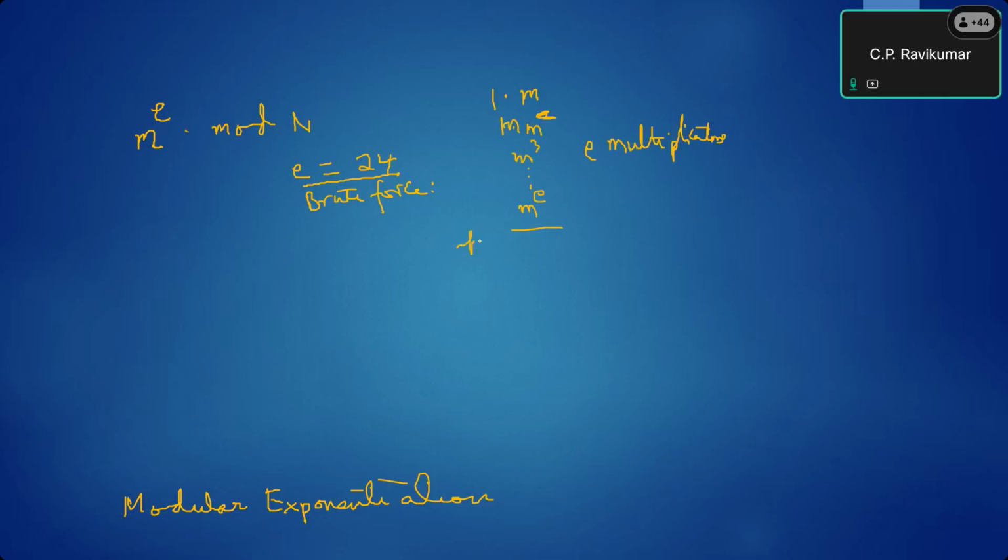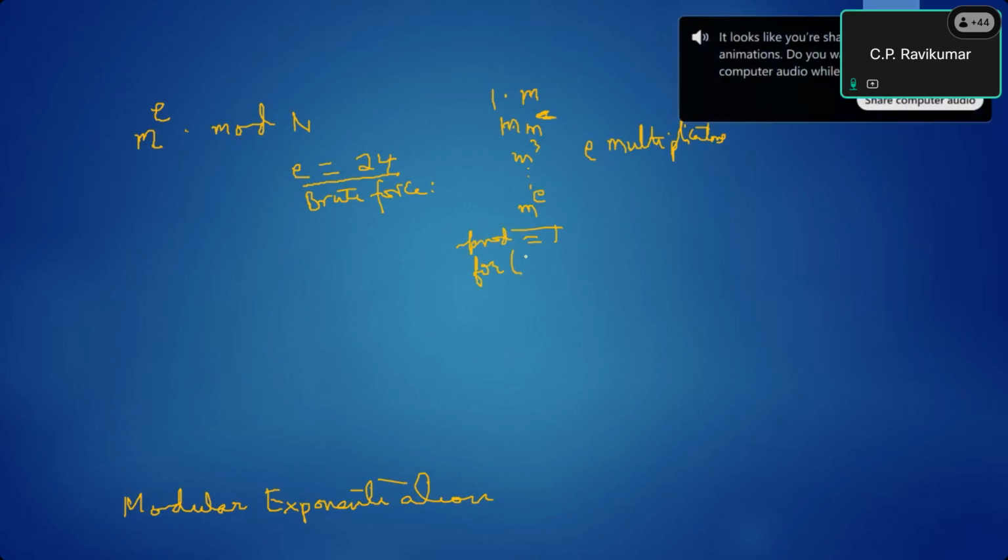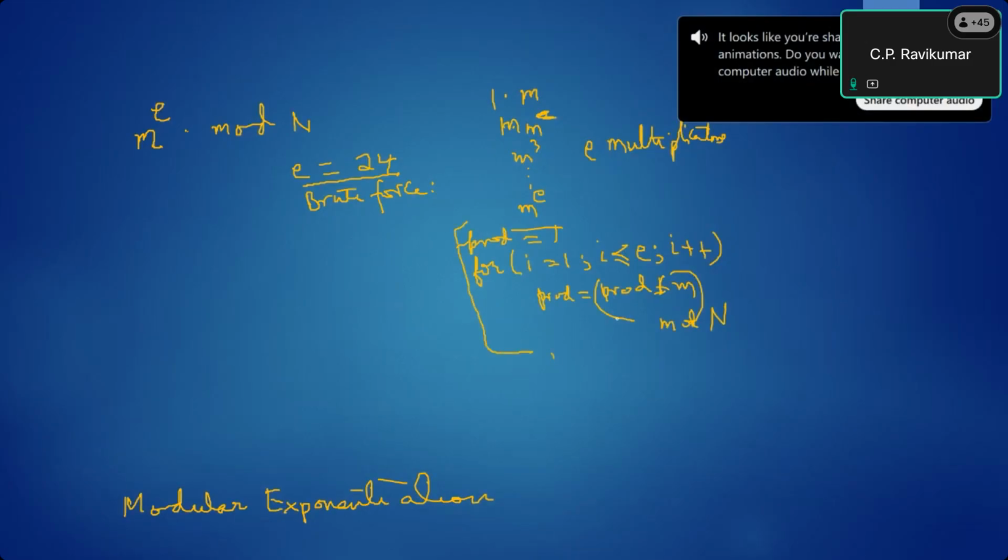So it is something like this. Let us say prod equals 1. Then for i equals 1, i less than or equal to e, i plus plus, prod equals prod star m, and then you can do modulo n. So at each step you are doing modulo n. So this will work, but it will take too long.